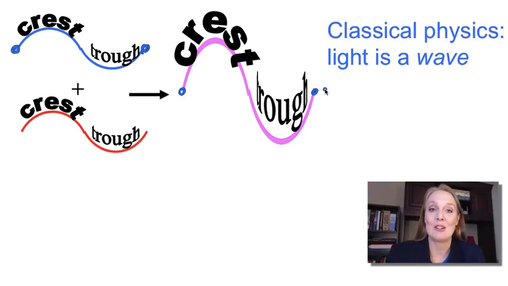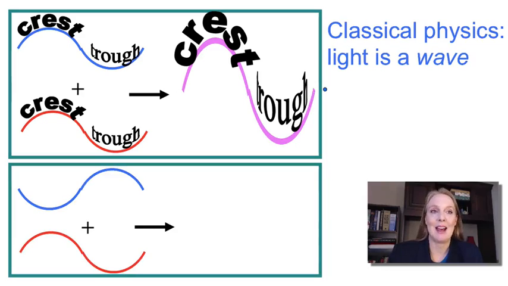This is called constructive interference, and this happens when waves add in phase. In other words, the crests align and the troughs align. What if I take two waves and I add them so that they are exactly out of phase?